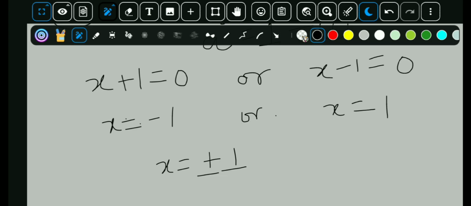And once you get that, you assume that 2^x = a and 3^x = b, further simplify it in simple terms, do some basic calculations, and you will arrive at the answer, that is x = ±1. So that's it. It was the second question.